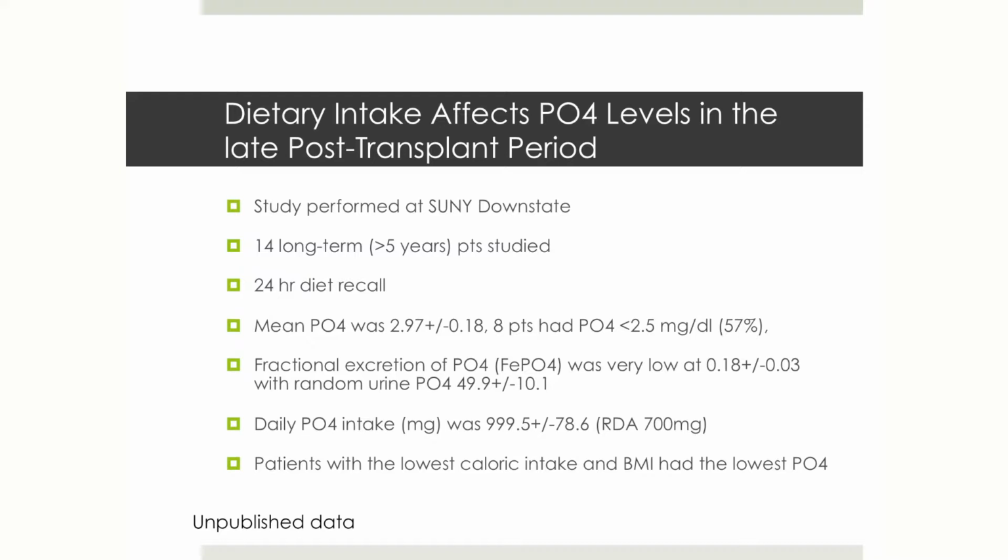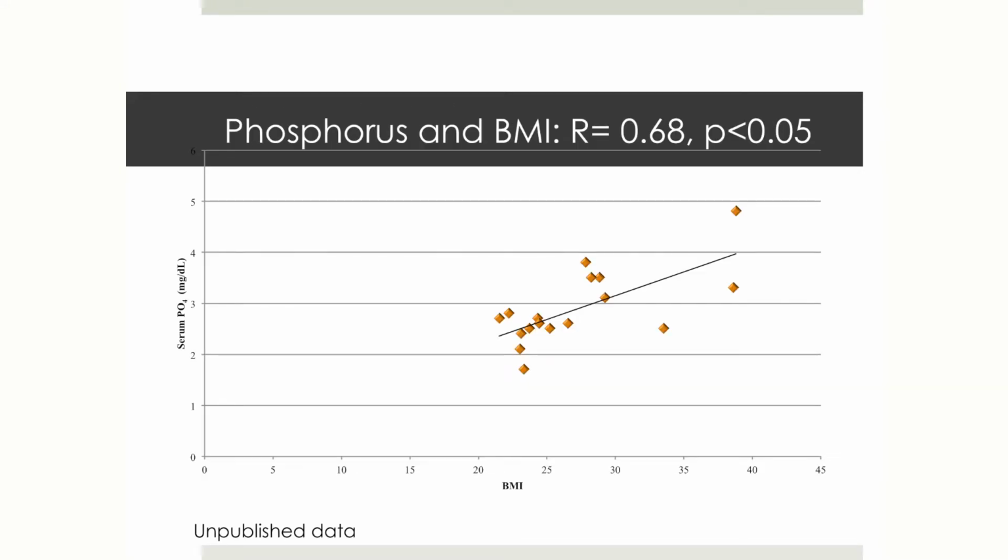And so it's as if they had lost phosphorus early post-transplant, probably due to elevated FGF23 levels. They were total body phosphate depleted, and they just weren't able to replace their phosphate because they were continuing to follow a relatively restricted phosphate diet. To go along with this, patients with the lowest caloric intake also had the lowest BMI and the lowest protein intake as well. So it looked like clearly their dietary intake was a driver of their late post-transplant phosphorus.